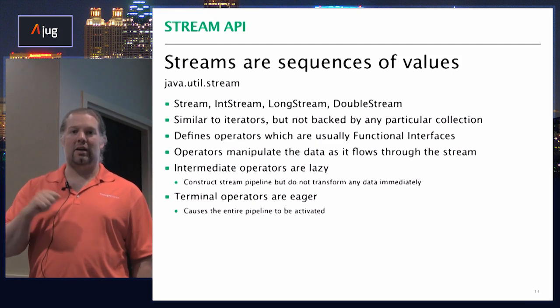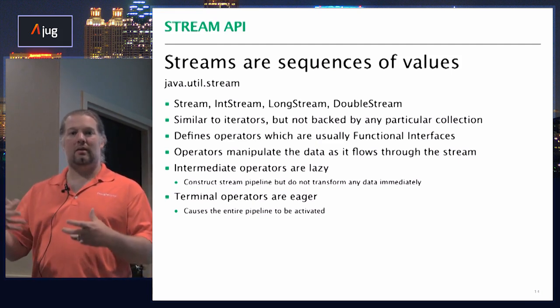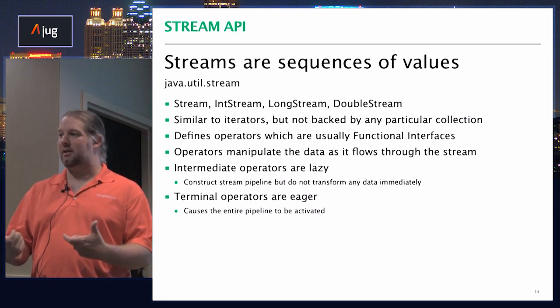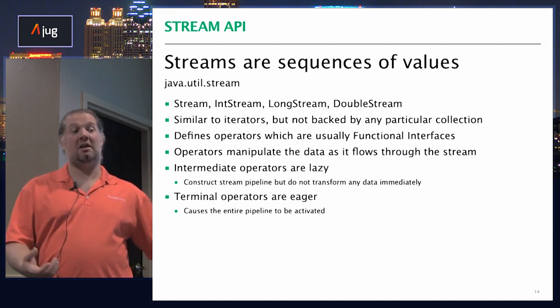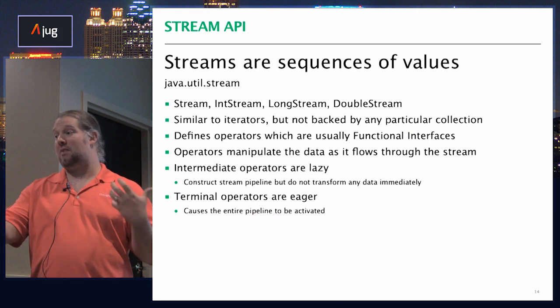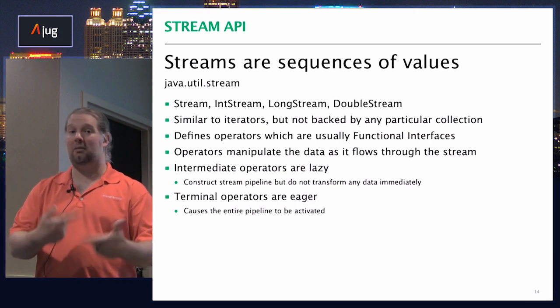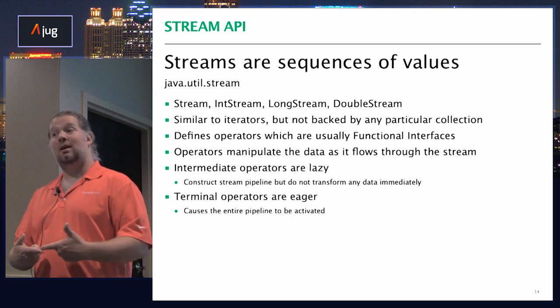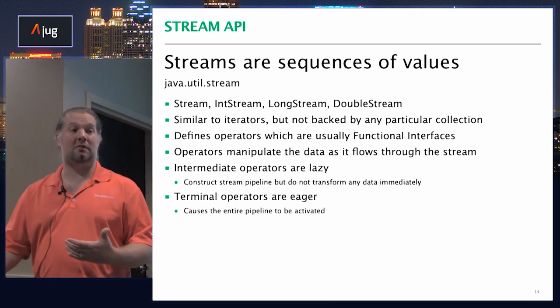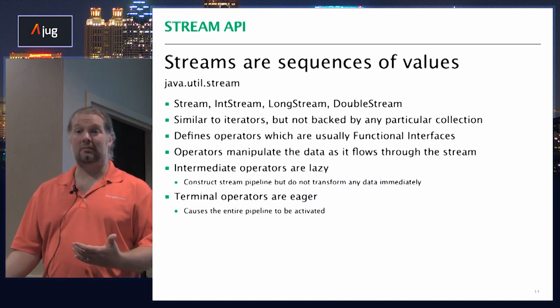So in a stream, the operators will manipulate the data from whatever backing source, right? It'll be extracted from the backing source, it'll be in memory, and then your operators will be manipulating it on the fly, in general, to produce either another stream or some sort of terminal result.